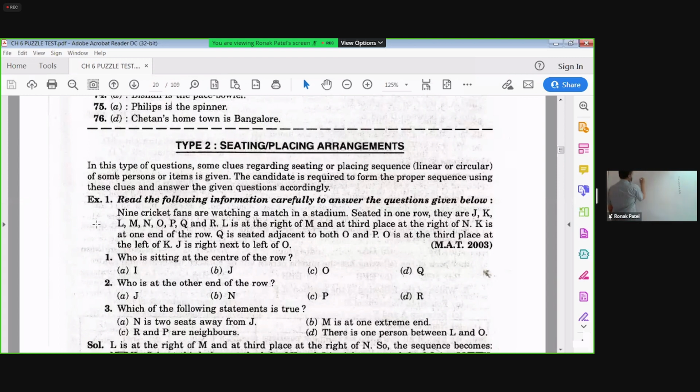Now we require positions 1, 2, 3, 4, 5, 6, 7, 8, and 9. Remember our left and right. They are facing this side, so this is the right side and this is the left side. Every person's left and right is like this.